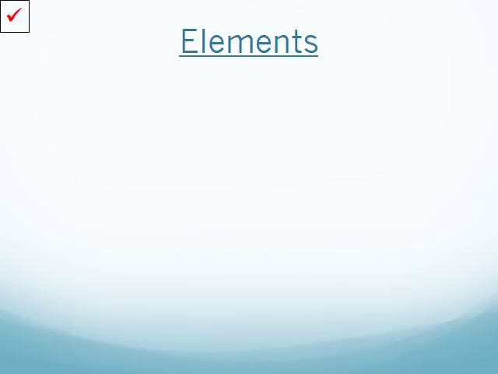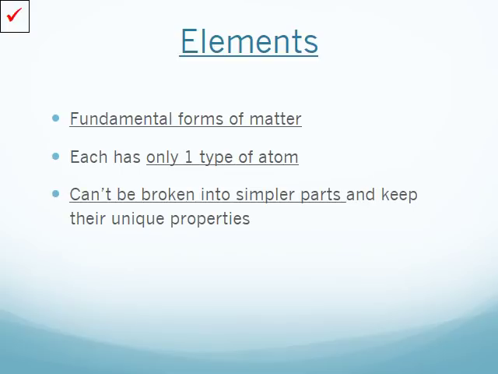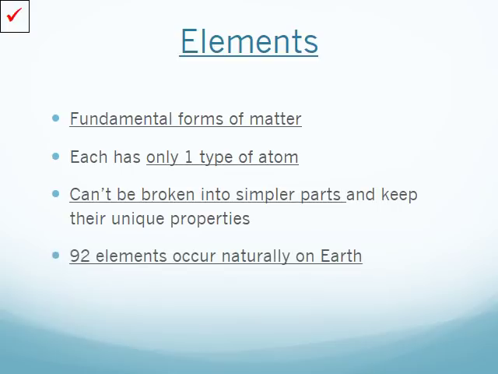The first thing we're going to go ahead and discuss are elements. Now, elements are the fundamental forms of matter, and each only has one type of atom that corresponds with it. So for example, there's only one type of atom that corresponds with the element carbon, or oxygen. And these cannot be broken down into simpler parts and keep their unique properties. So like we said, you couldn't go ahead and break down an atom of carbon and have it still be carbon. And finally, there are currently 92 elements that occur naturally on Earth.